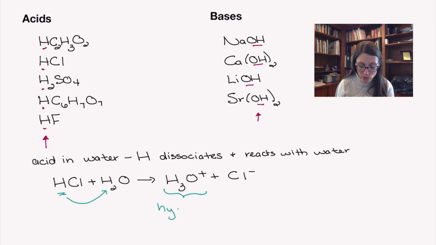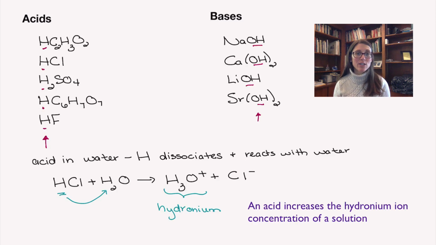This is called hydronium. And what makes an acid, by the Arrhenius definition, there are actually 3 different definitions for acids. We're going to focus on the Arrhenius definition here today. According to the Arrhenius definition, an acid will increase the concentration of hydronium in solution. In this case, the hydronium is made as a result of this chemical reaction.